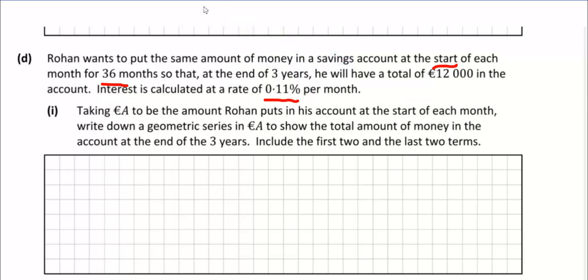Now, here's what we're going to do. How many months in 3 years? 36. Okay. Write down the geometric series. We have to write down a geometric series. You ready? So it's going to be A.